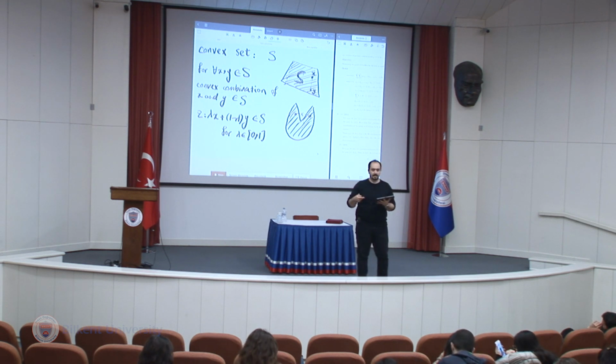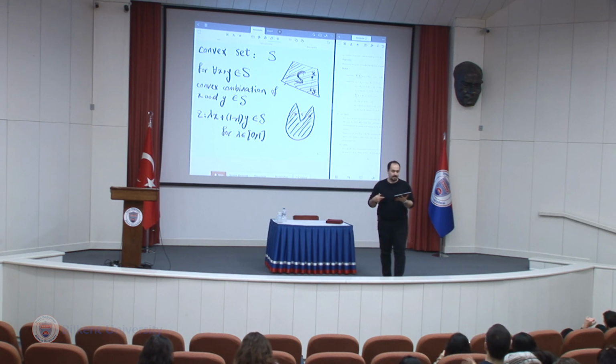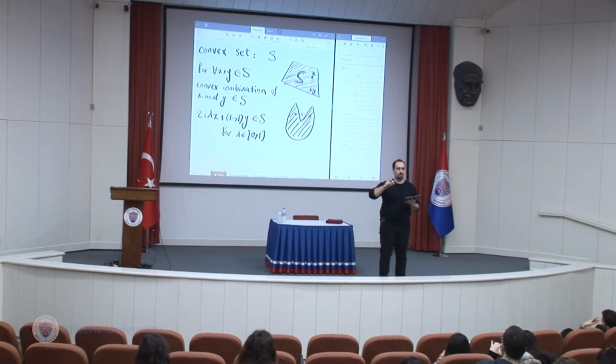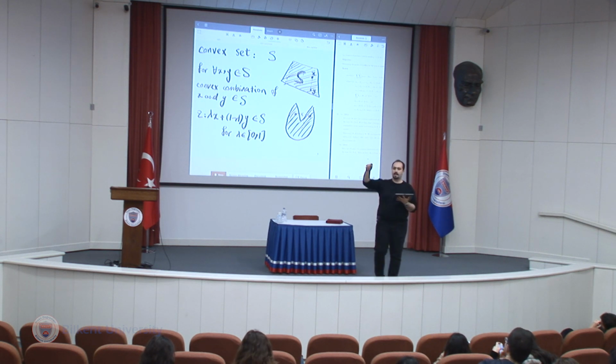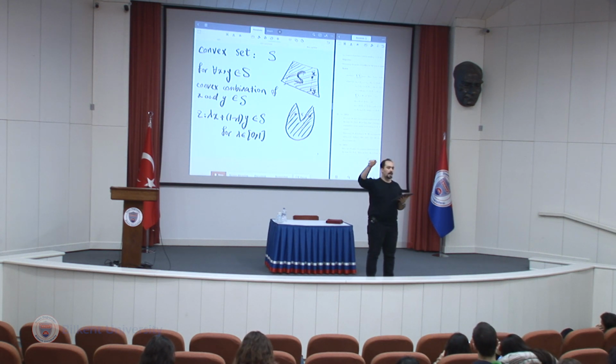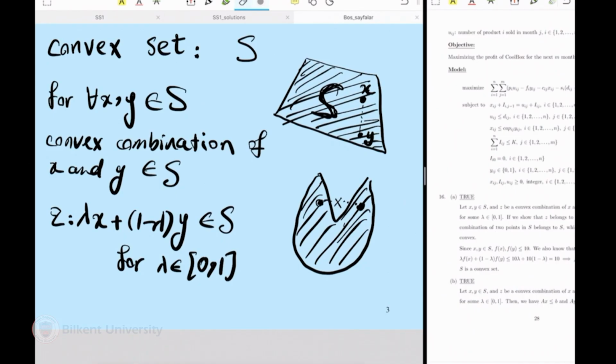A convex set is a set such that the convex combination of all the points inside that set is going to be again inside the set. What is a convex combination? It's the line segment between 2 points, and it is called the convex combination of those 2 points. So when you can find 2 points in a set such that some of the line segment is outside of the set, that set is not convex.